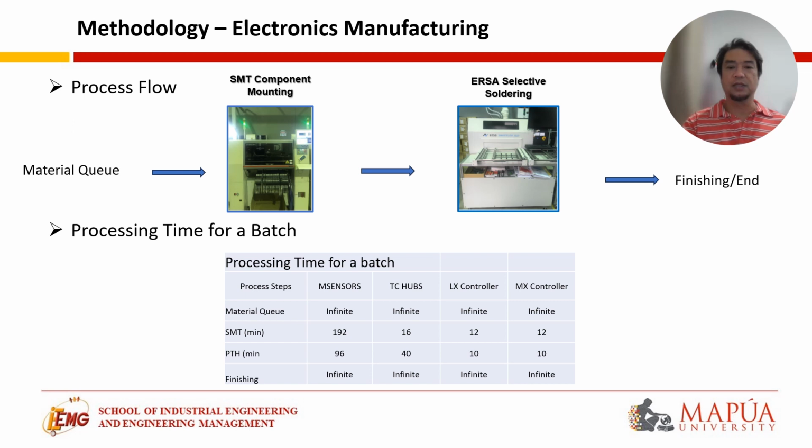Processing time for a batch is at least we have these four entities. We got M sensors, TC hubs, LS controllers, MS controllers. Process steps are, as I mentioned, the material queue, SMT, PTH, and finishing. For each entity, which are the M sensors, TC hubs, LS controller, and MS controllers, they have their own processing time. I made the material queue infinite for the purpose that all the materials are coming, assuming that it's continuously coming to manufacturing. And even the finishing, I did not put any timing at all because it goes to the next station.